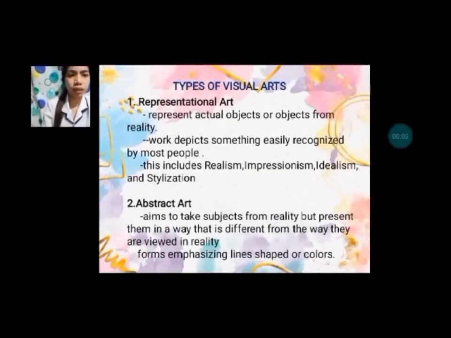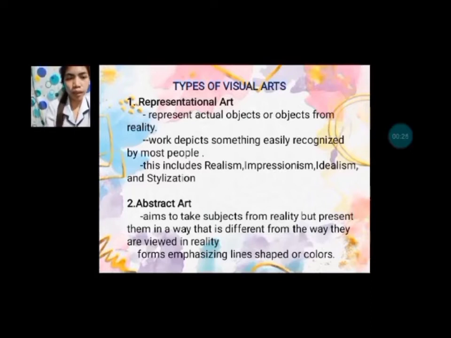Types of visual arts. Number 1. Representational art. Represents actual objects or objects from reality. Work depicts something easily recognized by most people. This includes realism, impressionism, idealism, and stylization.